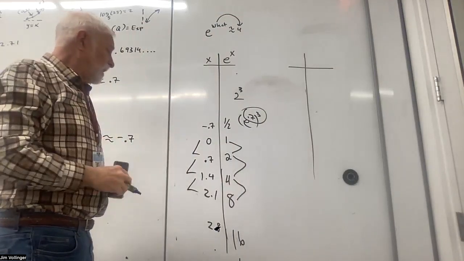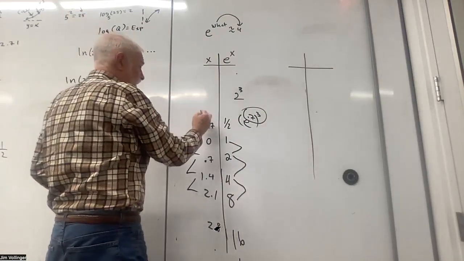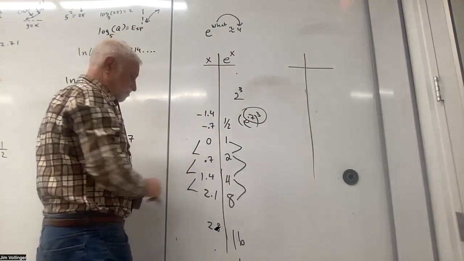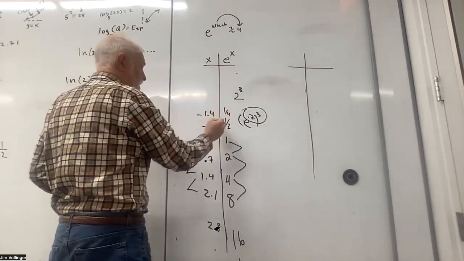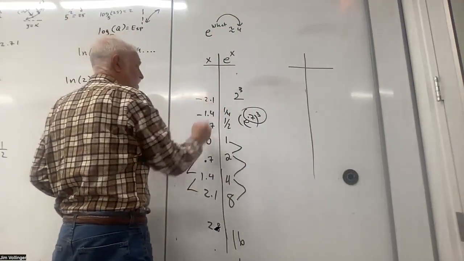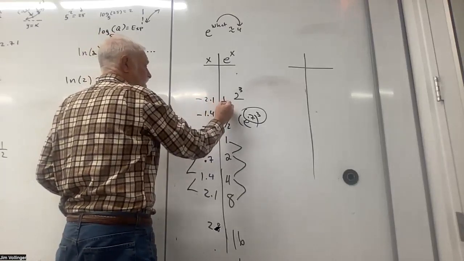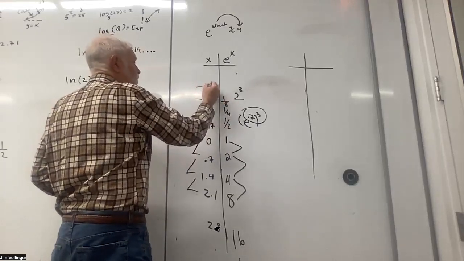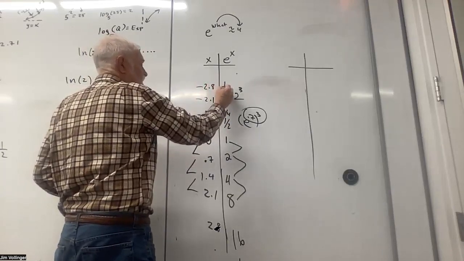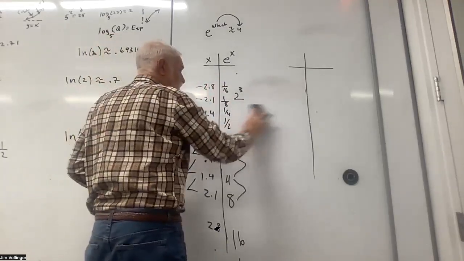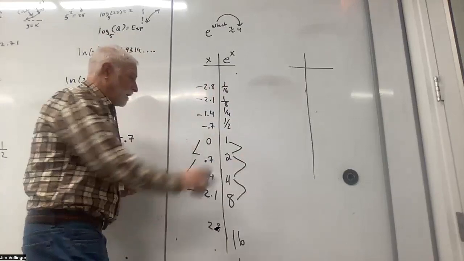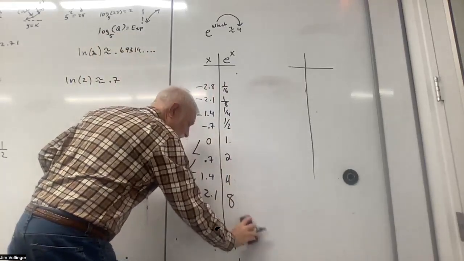And needless to say, it looks like negative 1.4 is going to get us a 1/4. And negative 2.1 is going to get us a 1/8. And negative 2.8 is going to get us a 1/16. I think we're generating a pattern. Let's get rid of this.